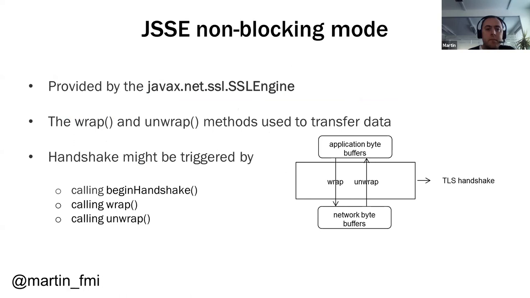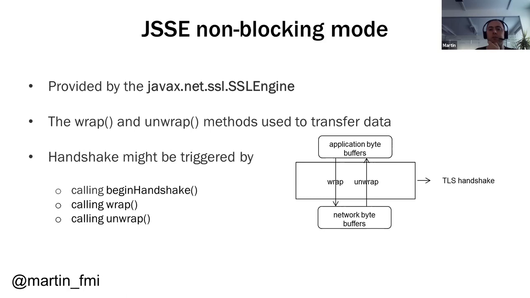If you want to use the non-blocking mode of operation, you can use the SSLEngine class, which provides two methods for writing and reading data from the network. The wrap and unwrap methods are in fact used to transfer data. And the way it works is that first the application writes data to so-called application byte buffers using the wrap method, that data is in fact sent from the application byte buffers over to the network byte buffers from where it starts the transfer over the network. And if you want to read some data, you call the unwrap method that reads the information from the network byte buffers and writes it to the application byte buffers that are available to the application for processing.